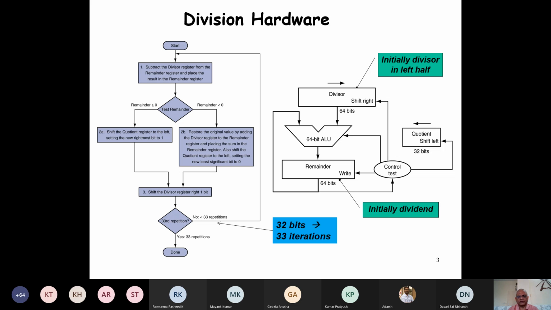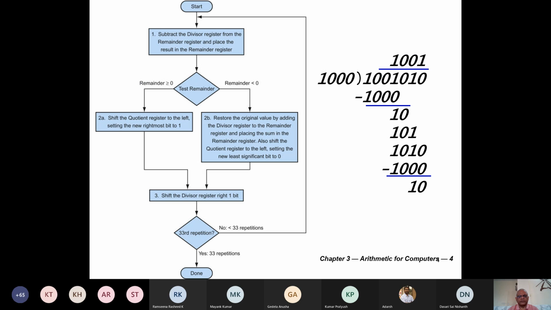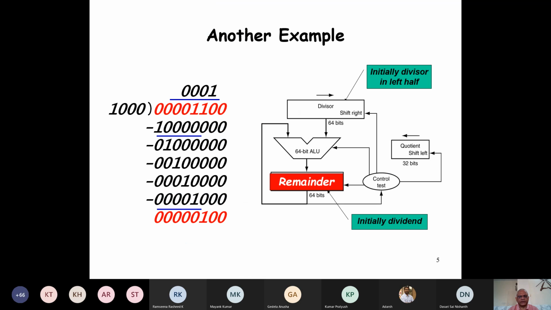Now let's take an example just to make the point. And we keep on doing this for 33 iterations for a 32-bit division. Now let's look at one more example here. I'll show you with another example. So this is the same one here, just shown in slightly larger form.